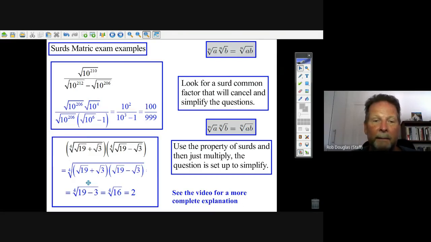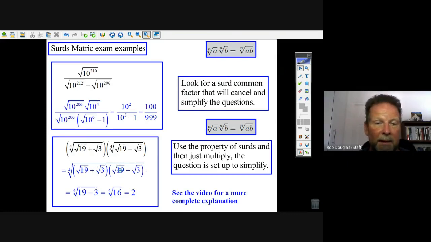Okay, here's one that looks really complicated and yucky, but if you do it in steps, it's not so bad. So we use this same property. The fourth root of these two things means we can take the fourth root of the whole thing and then multiply them together. So we take root 19 plus root 3 times root 19 minus root 3, and the fourth root of each. Well, now all we do is we just do FOIL on this.